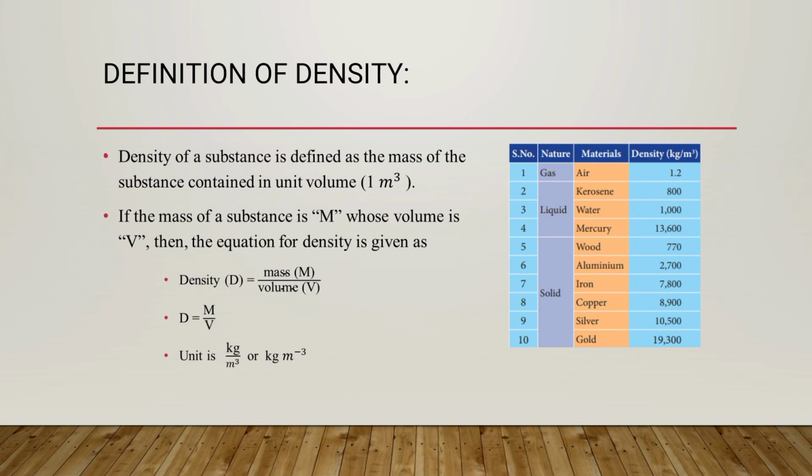Here is a list of some of the materials and their densities. Air has 1.2 kg meter power minus 3. Liquid mercury has 13,600 kilogram per meter cube density. In solids, silver has 10,500 kilogram per meter cube.